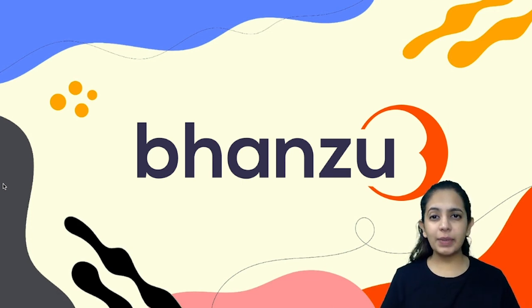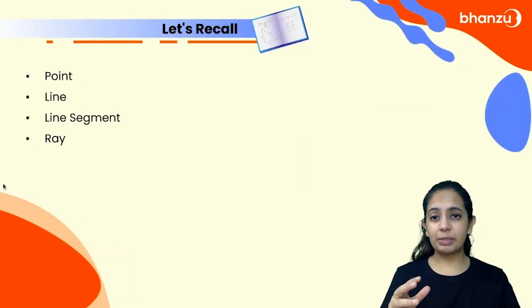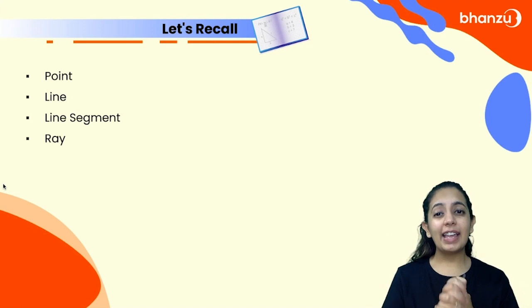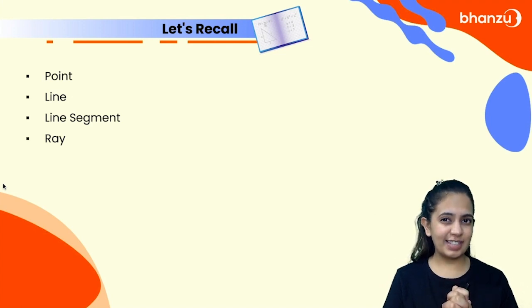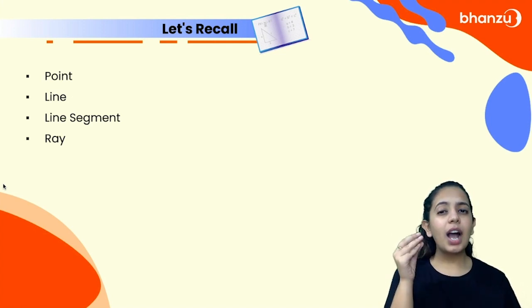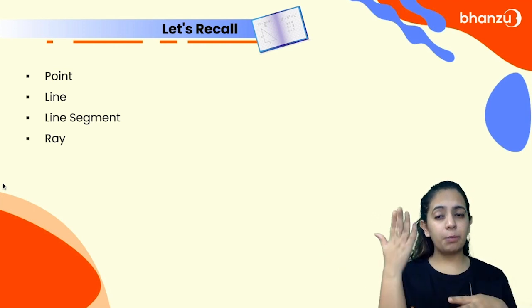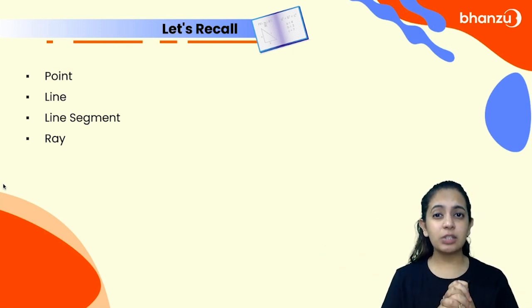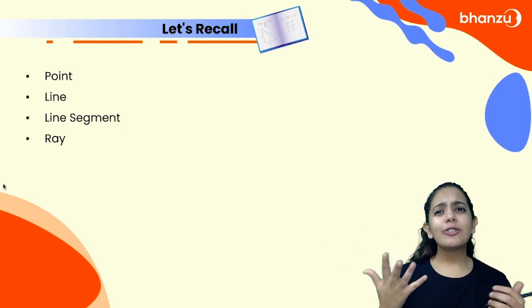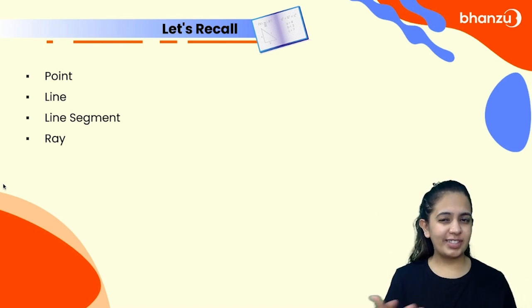Do you remember what we have learnt in the last class? In the last class, we have studied about point, line segment and ray. And I asked you a question by the end of the last class. The question was, are all the shapes around us made up of these basic elements of geometry? So, what do you think is the answer to this question? I hope you have figured it out.